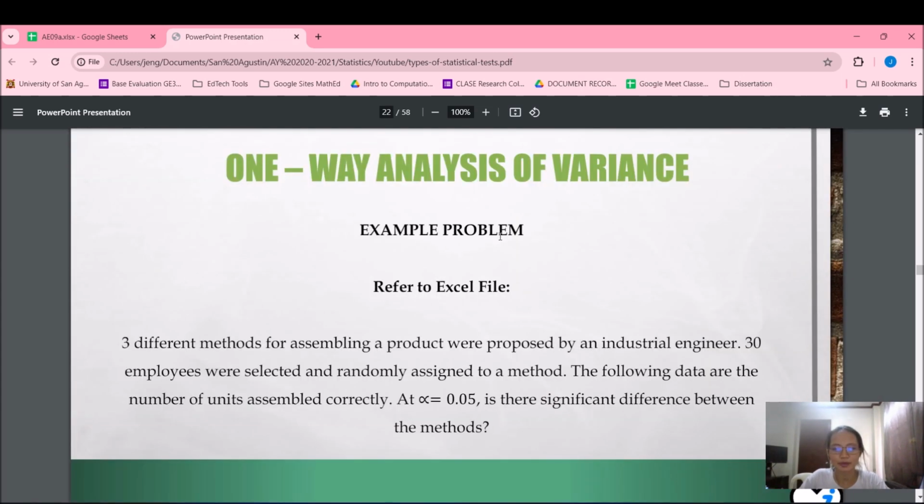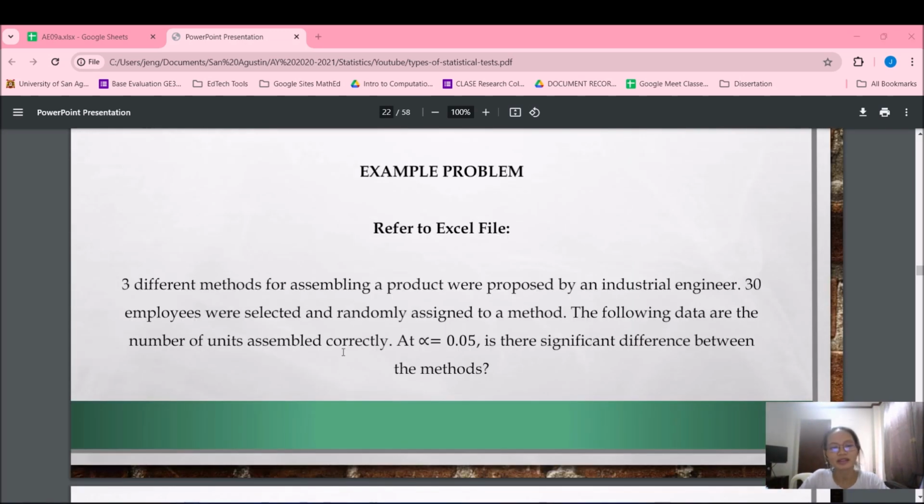So for the example problem, 3 different methods for assembling a product were proposed by an industrial engineer. 30 employees were selected and randomly assigned to a method. The following data are the number of units assembled correctly. At alpha equals 0.05, is there a significant difference between the methods?